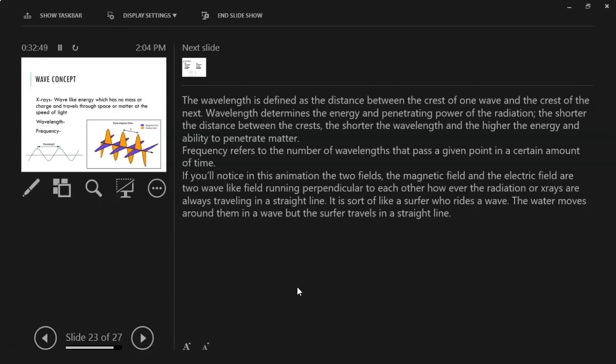So here you can see from one crest to the other is either a long or short wavelength. And then if we measure the number of crests over a certain specific distance, from here to here, that's the frequency. How many times do you get that crest in that section of time? That's the frequency.